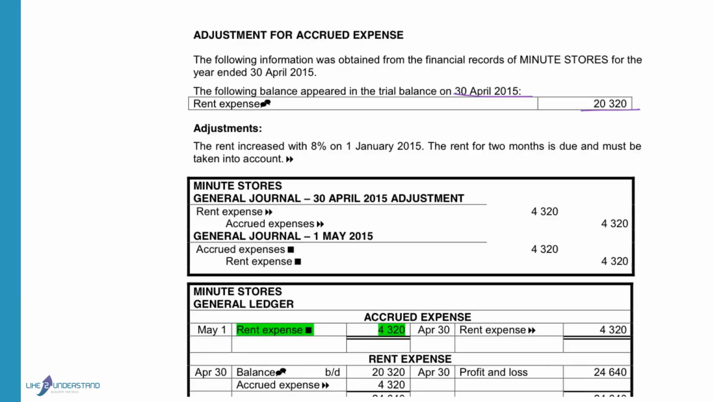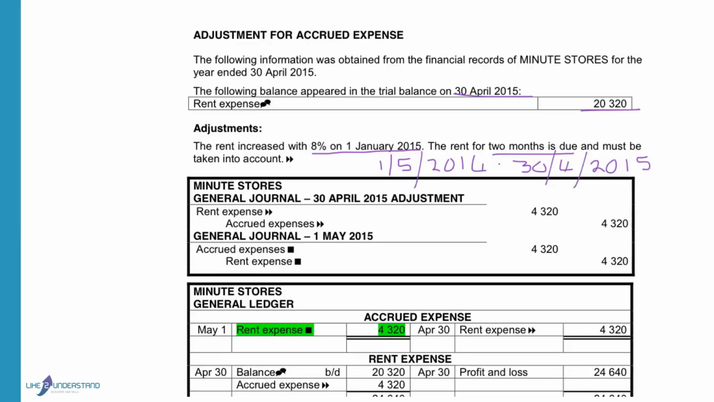Then rent increased with 8% on the 1st of January 2015. The rent for 2 months is due, so you still have to pay the rent for 2 months, and you must take it into account because when you do your financial statements, you must show the total amount for the financial year. If this trial balance is on 30 April 2015, it means that our financial year will be from 1 May 2014 up to 30 April 2015.